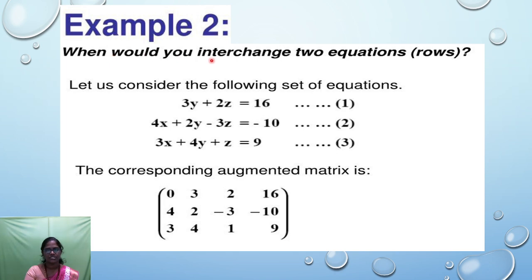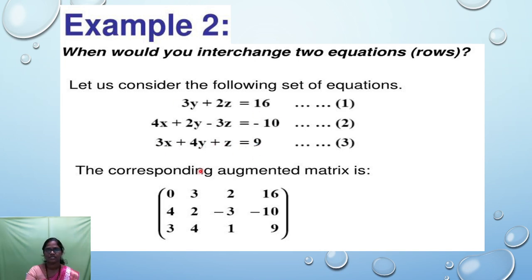When would you interchange two equations? What will happen? Okay, look here, using this equation. Check here, first equation. Let us consider the following set of equations. Look here, 3y + 2z is equal to 16. Second equation, 4x + 2y - 3z is equal to -10. Third equation, look here, 3x + 4y + z is equal to 9.